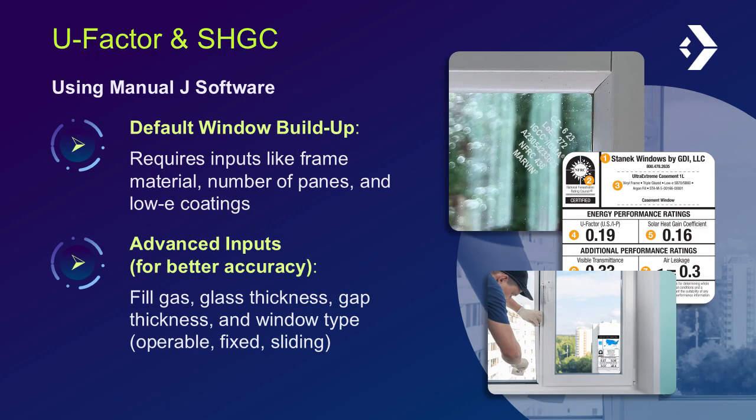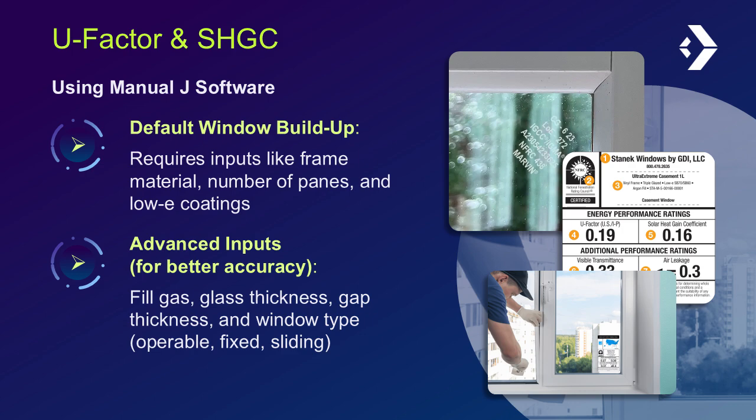Another option, Manual J load calculation platforms allow you to build the window up from its component parts, or pick from a list of common window types, and it will then assign a default U factor and SHGC for that window. Some platforms only use a few inputs, others allow better accuracy from more inputs.